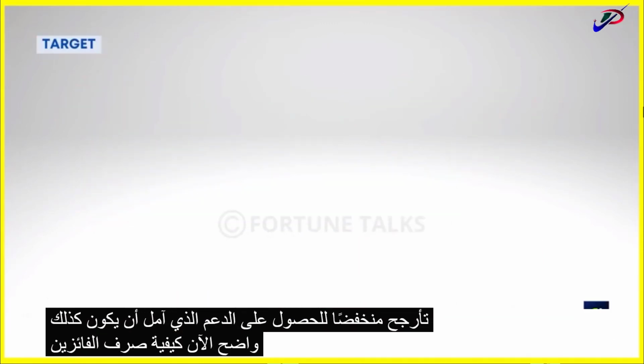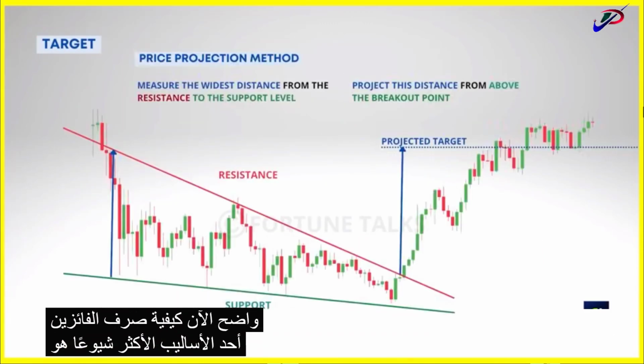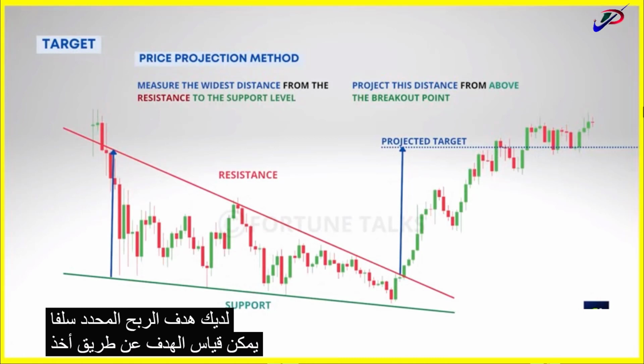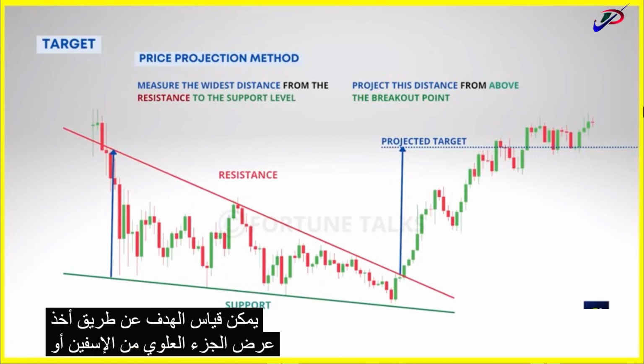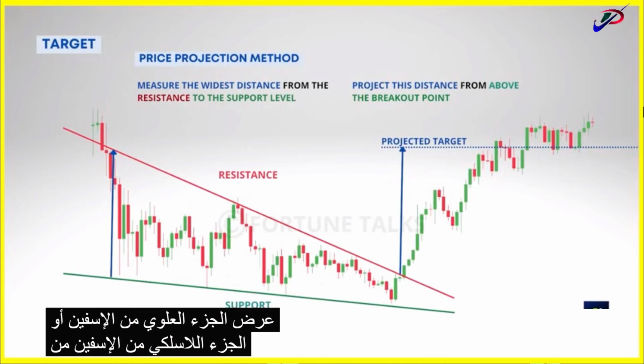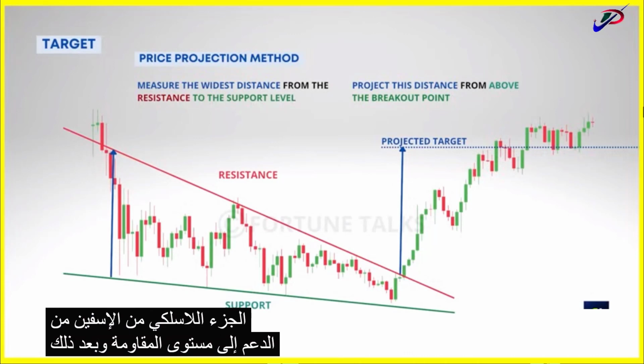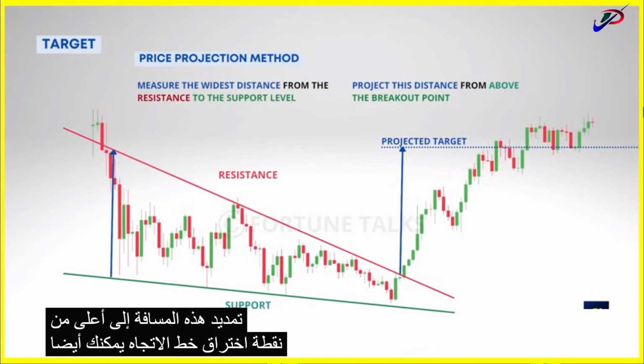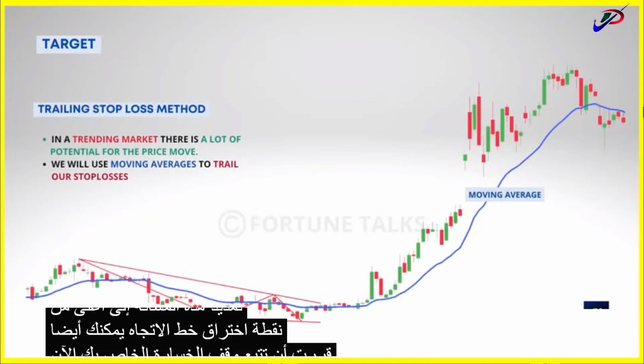Now how to cash in your winners? One of the most common approaches is to have a predetermined profit target. Target can be measured by taking the width of the top of the wedge, or the widest portion of the wedge from the support to the resistance level, and then extending this distance upward from the trendline breakout point. You can also decide to trail your stop loss.